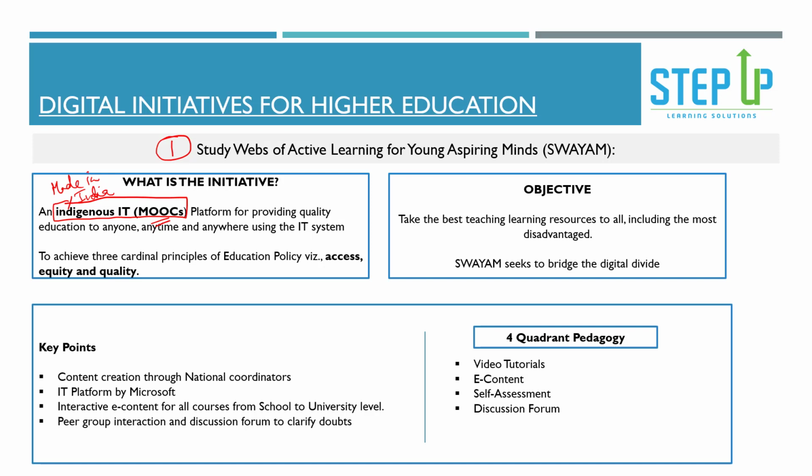Swayam is a platform that provides quality education to anyone, anytime, anywhere, at any point of time. It addresses the three cardinal principles of our education policy: access to all, and providing equity and quality of education. So it covers all of those three aspects. Swayam seeks to bridge the digital divide, which we have discussed already, and it provides the best teaching learning resources to all, including the most disadvantaged. Why? Because it is absolutely free of cost. All you need is an internet connection and you are good to go.